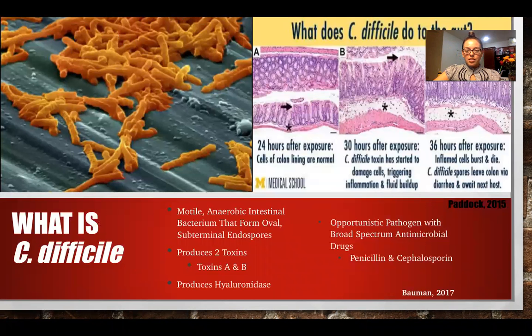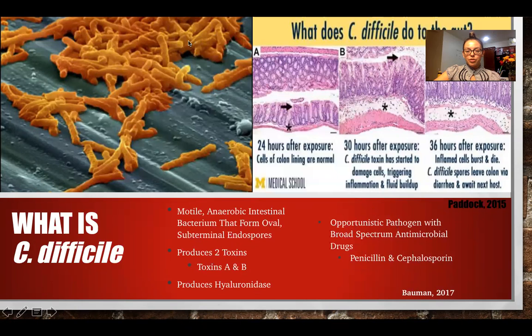So what is C. difficile? We all know, as nurses, C. diff, we think isolation, right? It's a motile anaerobic intestinal bacterium that forms spores. And as we know, if you remember from microbiology, spores are really hard to get rid of. C. diff produces 2 toxins known as toxin A and B, and also an enzyme. It is considered an opportunistic pathogen when used with broad spectrum antimicrobial drugs such as penicillin and cephalosporin.